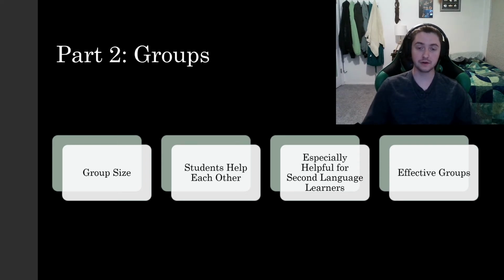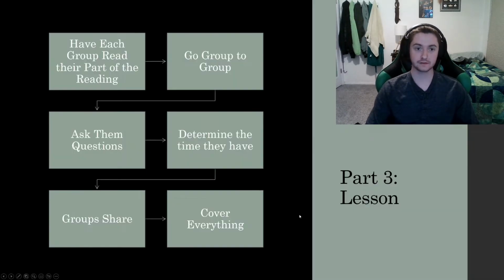This is also very helpful if you have second language learners in the class because then the native speakers can help those second language learners better. This is actually something Pauline Gibbons talks about in her book. And lastly, of course, make sure the groups are viable. If there's a pair of students who talk and disrupt the class, then don't put them together. But if there are a pair of students where one of them likes to help the other, that could be helpful or could be effective.